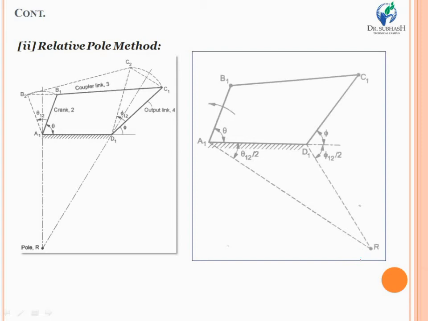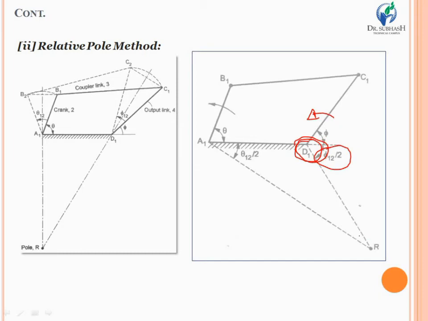And lastly, we have rotated the link A1 D1 about the point D1, and it should be rotated through an angle phi 1,2 divided by 2 in the direction opposite to that of the link C1 D1. Of course, keeping D1 as the center, you are rotating the entire link A1 D1 opposite to whatever rotational direction C1 D1 has, and you get the new position like this.